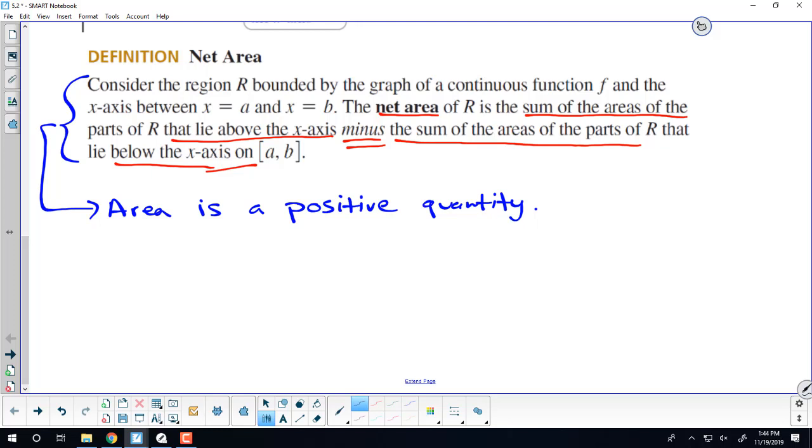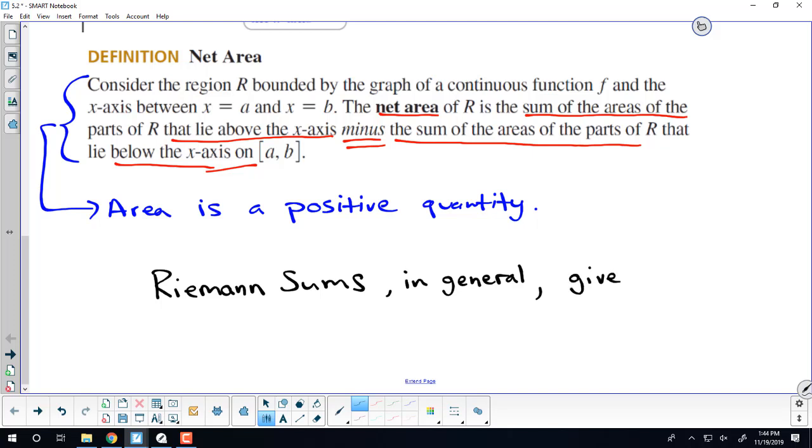Let's just tie this into what we were talking about in 5.1. When we compute Riemann sums, in general, we're just assuming that we're not going to look at the graph for any of these. In general, we say that the Riemann sums give us a net area. We saw from that last section that Riemann sums were approximations, so we get an approximate net area whenever we compute a Riemann sum.